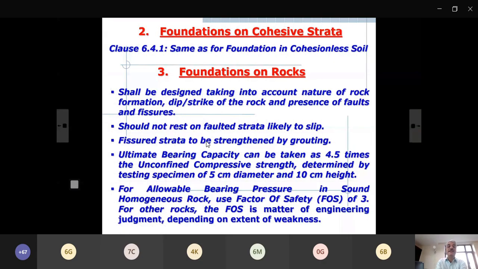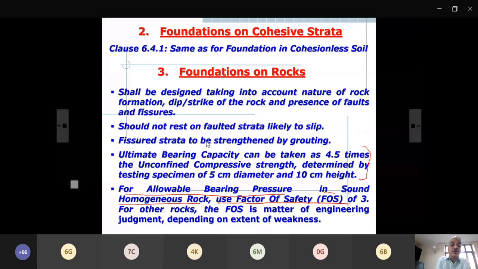And then it says, now you have to finally find allowable bearing pressure. In rock, calculation of settlement is normally not done. So for allowable bearing pressure in sound and homogeneous rocks, let us say your rock is sound and homogeneous, then you use a factor of safety of 3. So whatever you have found out from here, 4.5 times, apply a factor of safety of 3, means effectively it becomes 1.5 times the unconfined compressive strength. That is what it comes out.